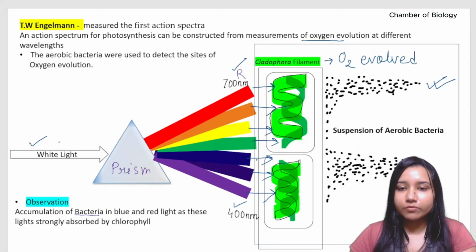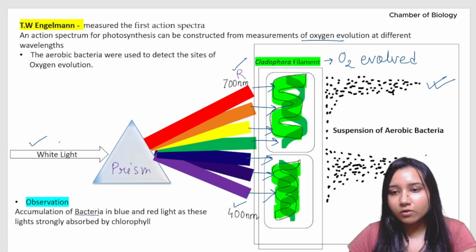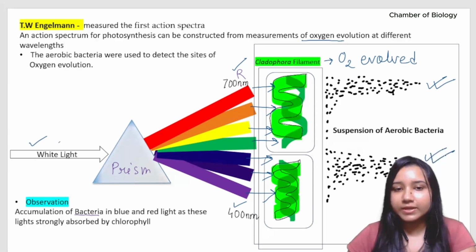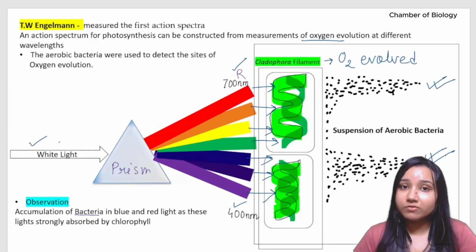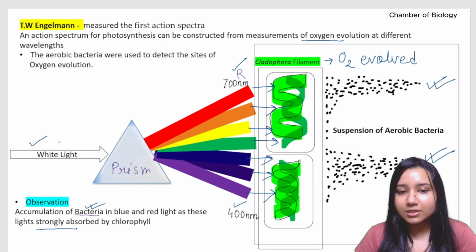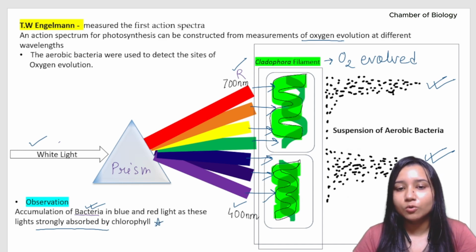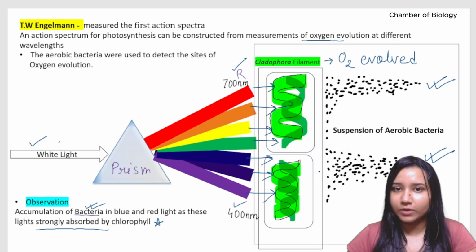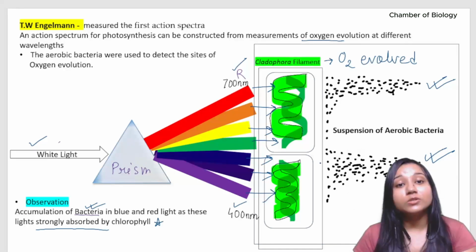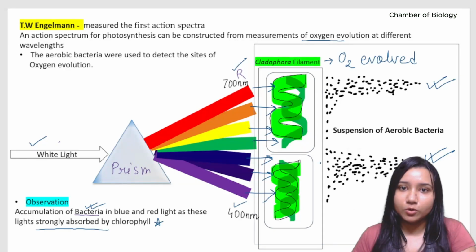And also if you come here, in the case of the blue light as well, we can see this. So what we have observed here is accumulation of aerobic bacteria in the blue and red light, as these lights are strongly absorbed by the chlorophyll present in the Cladophora. Okay, so we will also be seeing how the action spectrum looks.